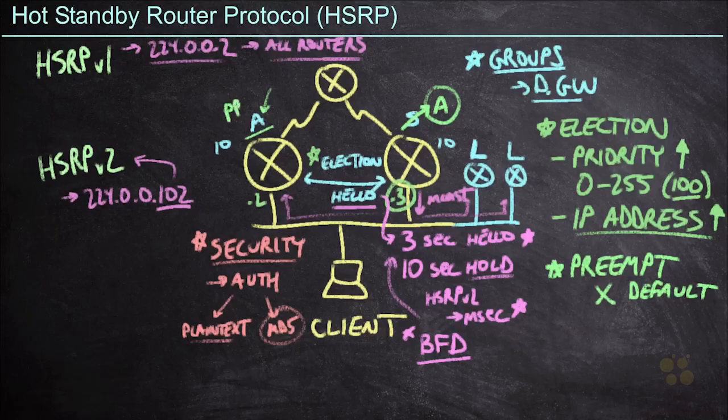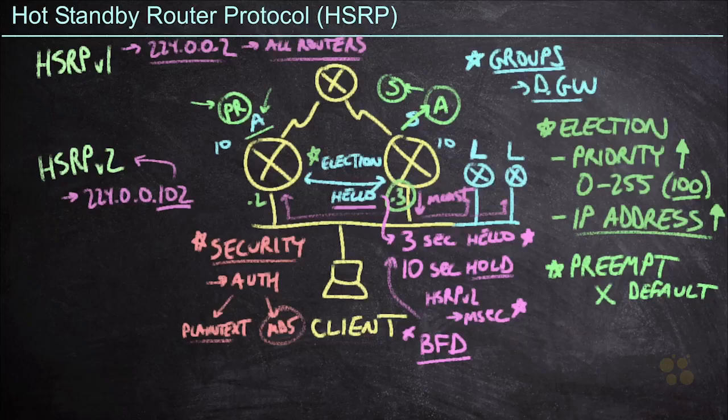So once we've configured preemption on the active router, if it goes down, comes back up, and really it should be in the standby state at that point, because we've enabled preemption, it's going to be able to tell the other router, hey, I am now the active router, and the standby router will return to the standby state.